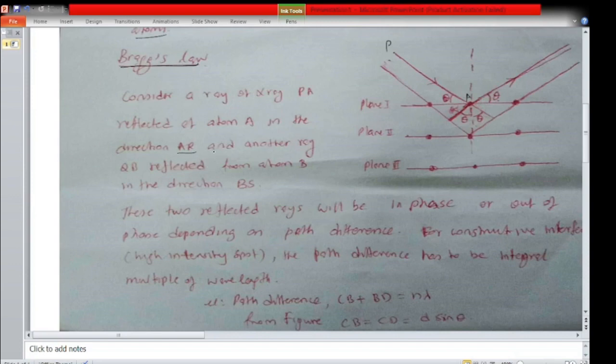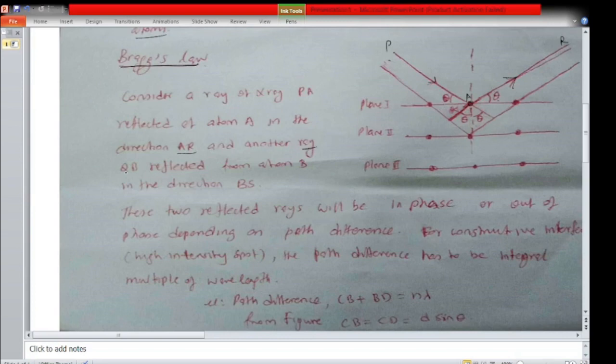Okay, so that is reflected in the direction of AR. So this is AR, the incident X-ray in the direction of PA, which is reflected in the direction AR, as you can see from here. We have an atom here, at this position.